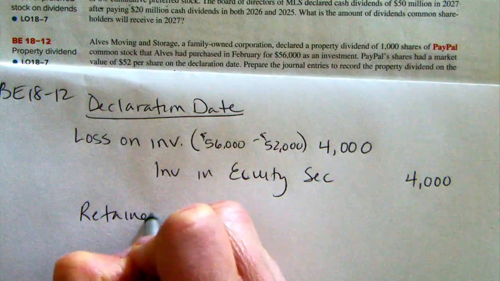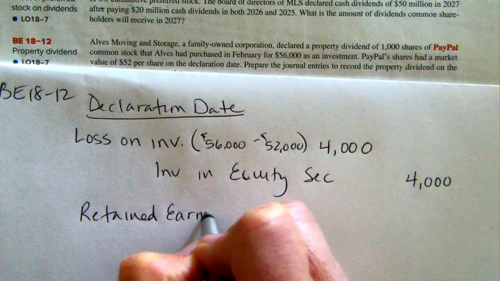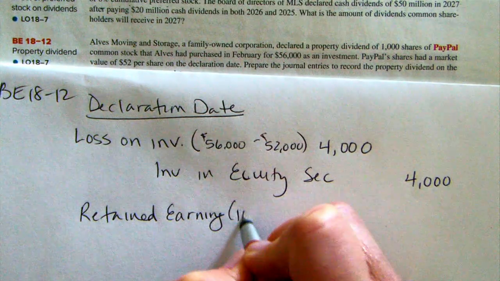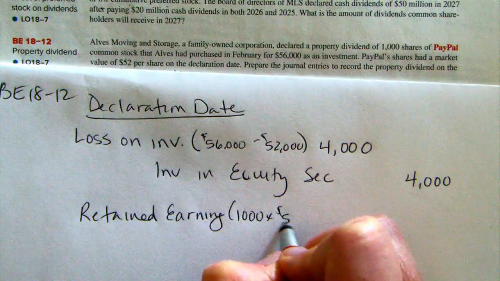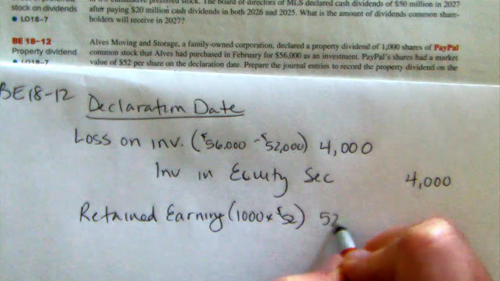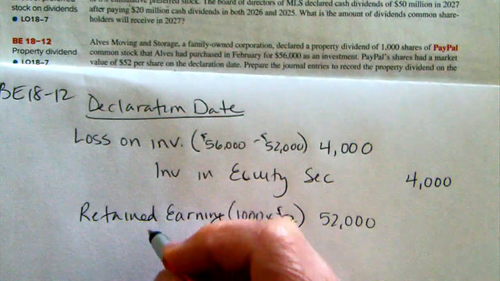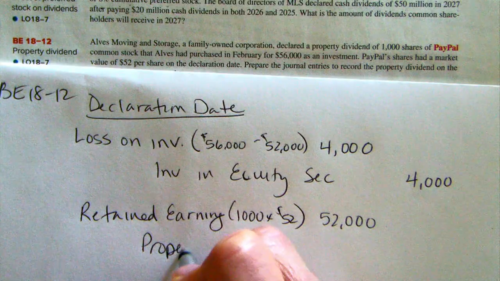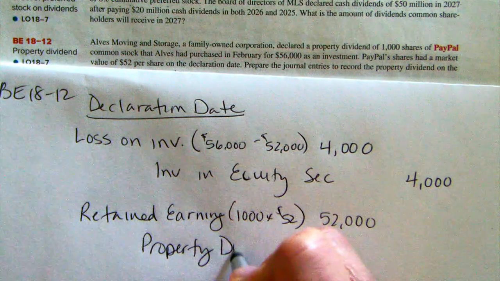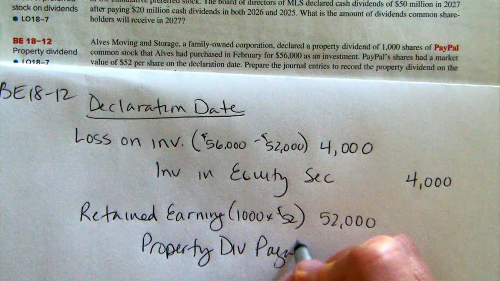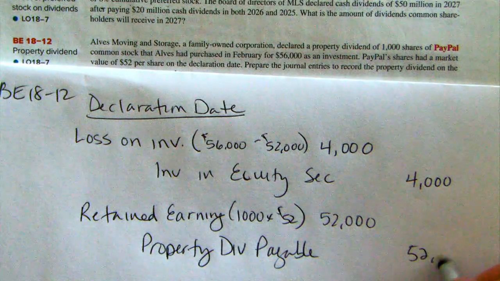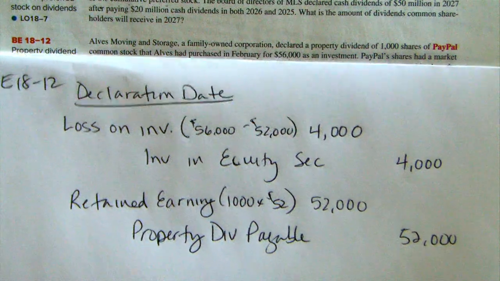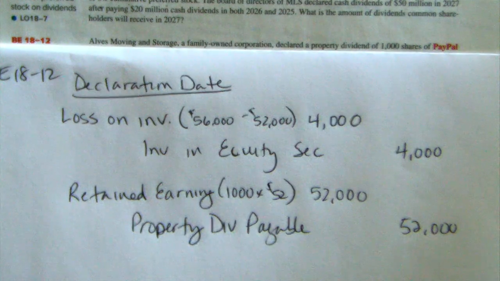Now we record the liability. So we debit retained earnings, and this is 1,000 shares at $52 a share, so 52,000, and we credit property dividends payable for 52,000. And that's the date of declaration.